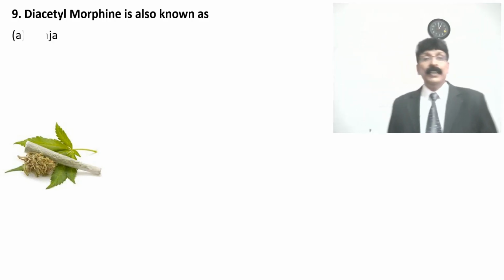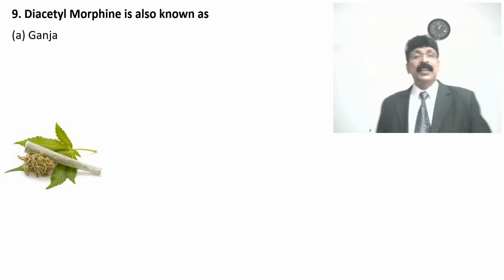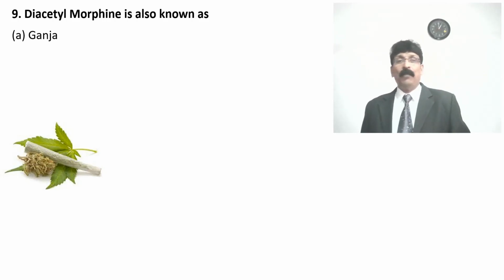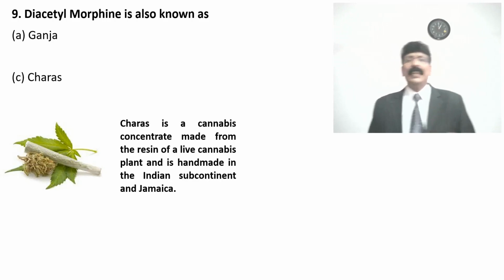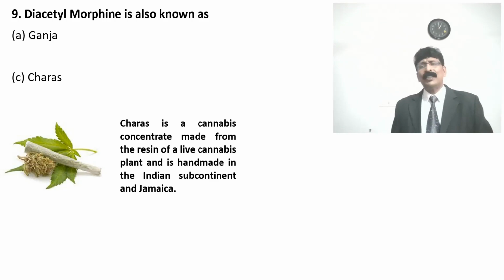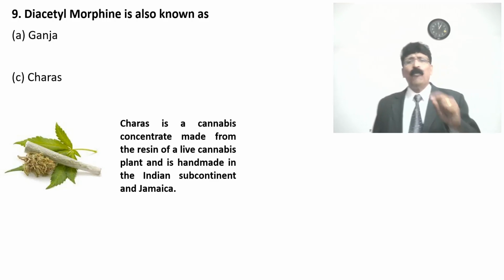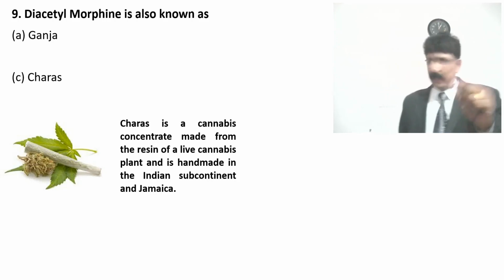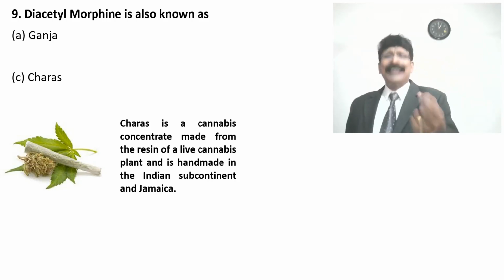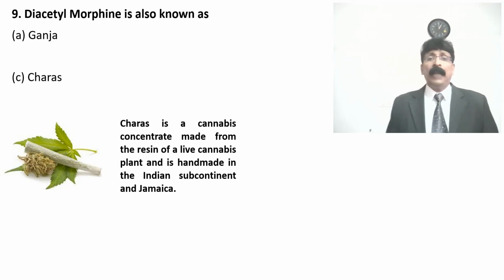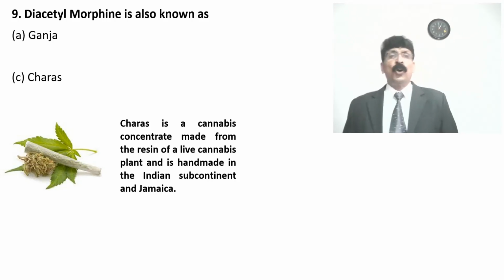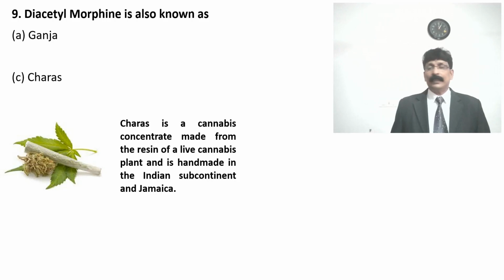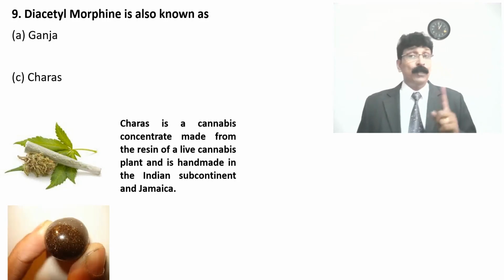So this one is a ganja picture, but morphine is not present in ganja. Charas. Charas is a cannabis concentrate made from the resin of the live cannabis plant, the gum exudate or resin which is obtained, they prepare by hand in the Indian subcontinent and Jamaica also. So that is not containing diacetyl morphine. I told you morphine is the constituent of opium.